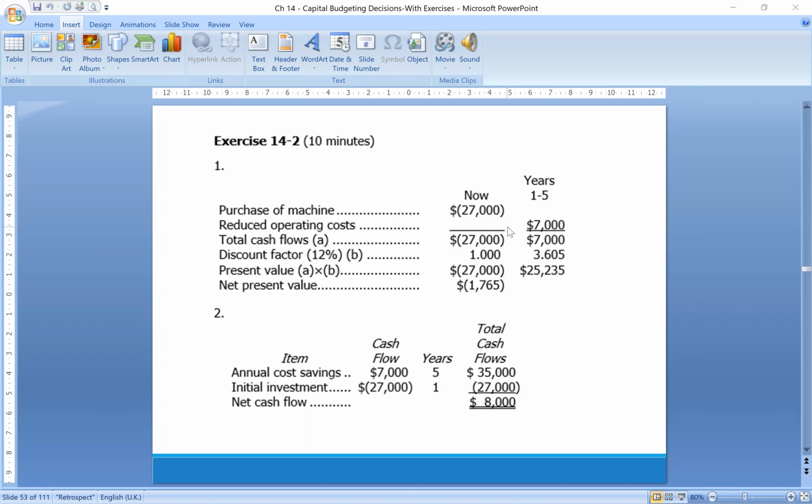But actually, because of the inflation, the 35,000 for the next 5 years is not equal today to the same amount. It equals only 25,235, depending on the time factors. Okay. Any question for that?